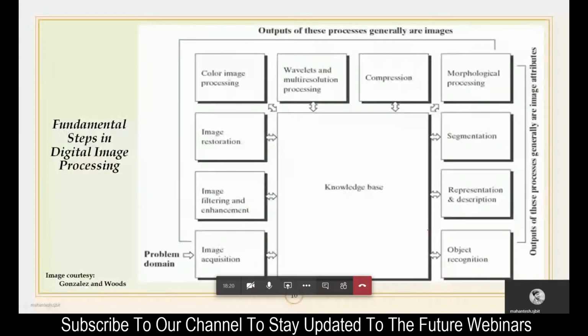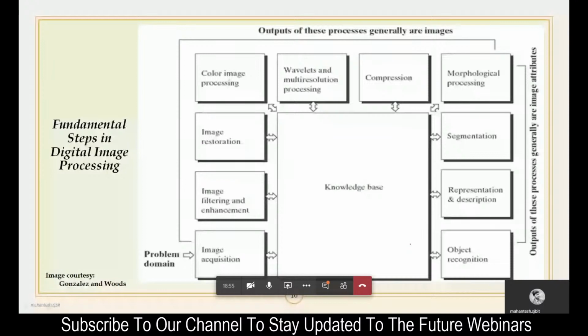These are the most fundamental steps in digital image processing. They have been categorized as image acquisition, image filtering and enhancement, restoration, color image processing, wavelets, compression, morphological image processing, segmentation, representation, and object recognition. Each and every block has its own individual responsibility to understand the image and to process the image in its own way. This block diagram has been taken from Digital Image Processing by Gonzalez and Woods.